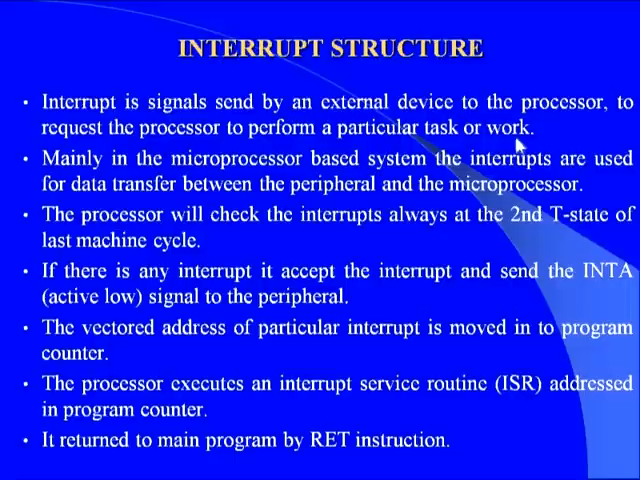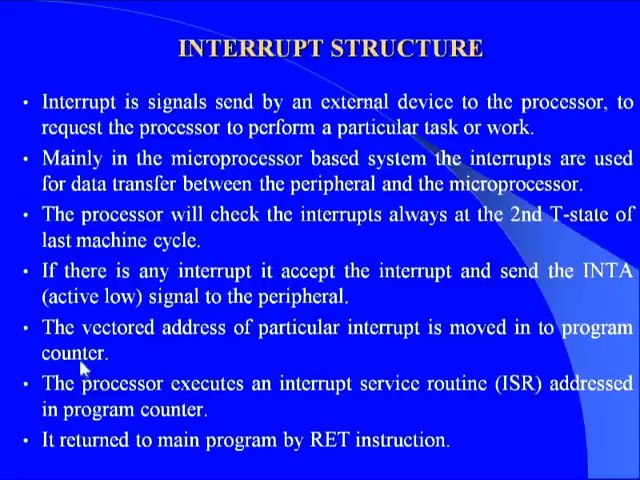After that interrupt service subroutine is completed, it will come back to the main program and do the routine job. Mainly in microprocessor based systems, the interrupts are used for data transfer between the peripheral and the microprocessor. The processor will always check the interrupts at the second T state of the last machine cycle. If there is any interrupt, it accepts the interrupt and sends the INTA, that is the interrupt acknowledge signal, to the peripheral. The vector address of the particular interrupt is stored in the program counter.